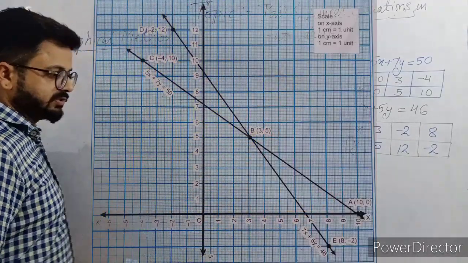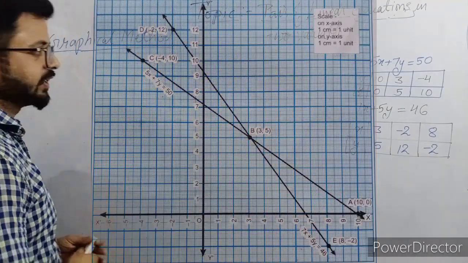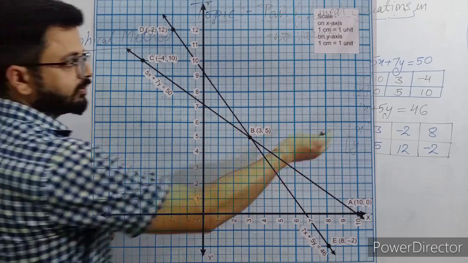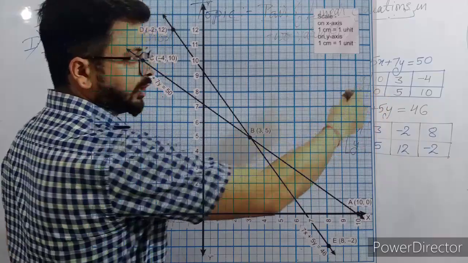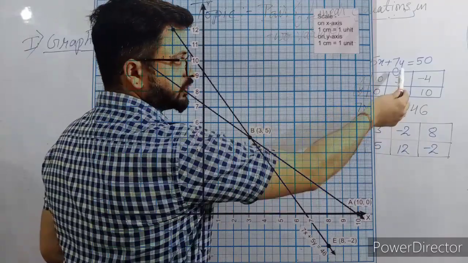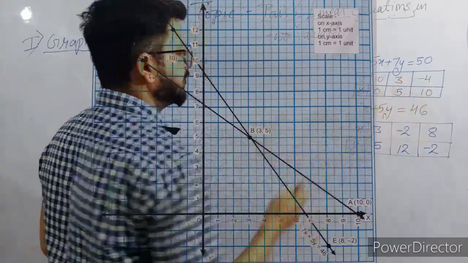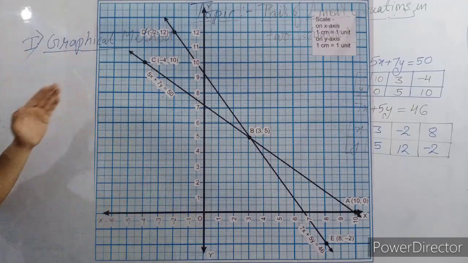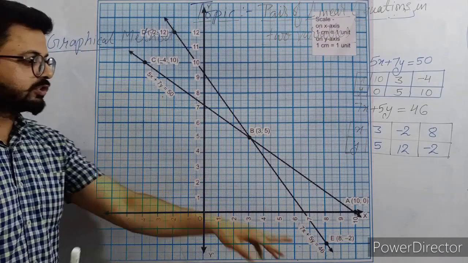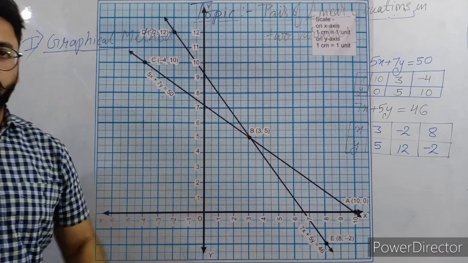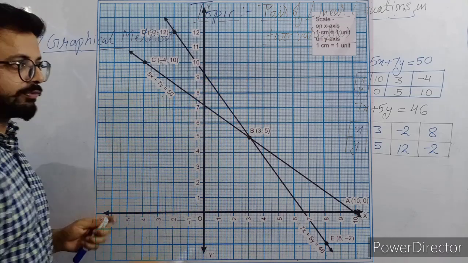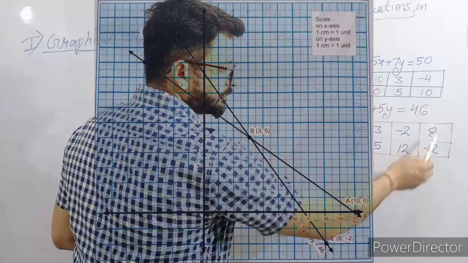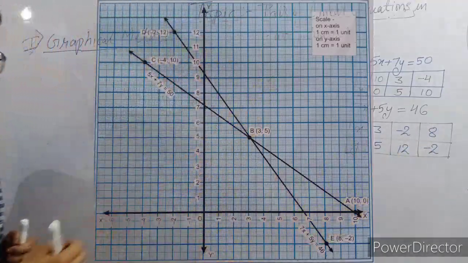Now you will see the graph here. In this we have already drawn these points: 10, 0, 3, 5, minus 4, 10. We have drawn all these points, and now we will join them and we will get one line. So this is the graph in front of you, and afterwards we will draw these coordinates on the graph.